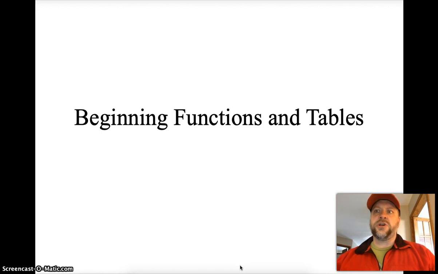what do equations show us? I've gotten the question recently, why will I need to do any of this in real life? Well, functions and tables are one of the things, I think, that we use most often. But a lot of times we just do them in our heads. We just figure it out and make the pattern in our head. So what we're going to do now is practice writing it down and being able to notice the patterns. All right, so let's talk about beginning functions and tables.